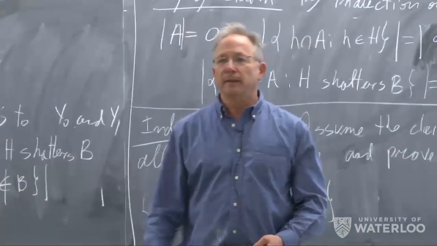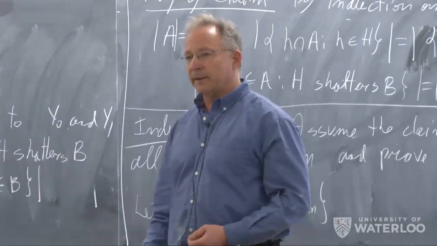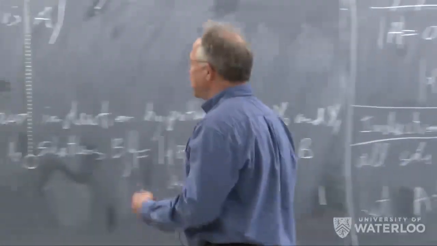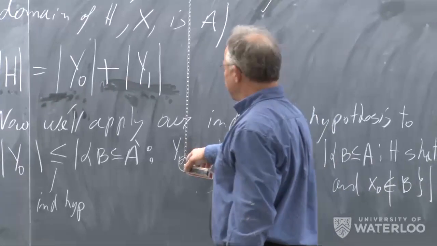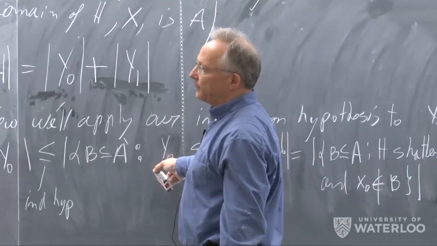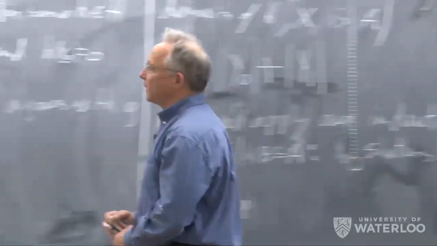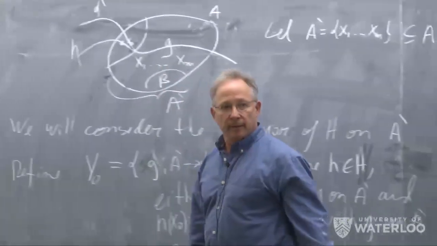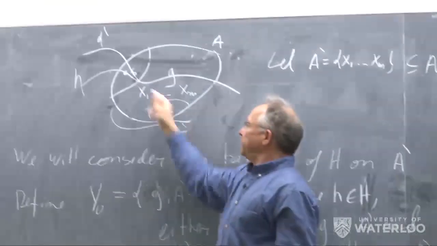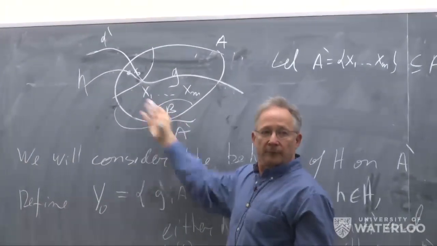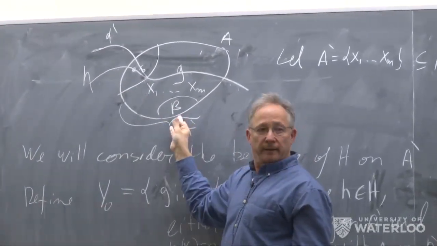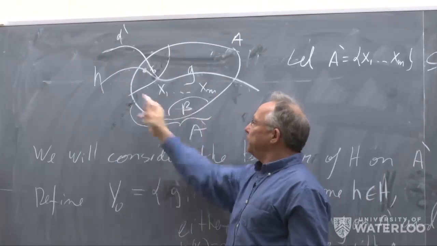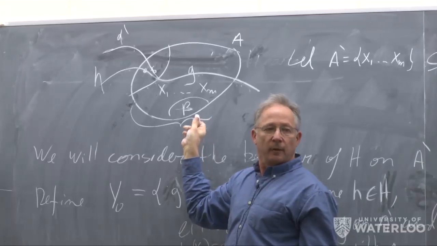Yes? Why do you have Y0 shatters B here instead of just H shatters B? Yeah, H shatters B and Y0 shatters B is the same thing. Because B is sitting here. H counts all the behaviors over B, and Y0 counts all the behaviors over this domain. So to have something in H, its behavior on B is induced by something in Y0.